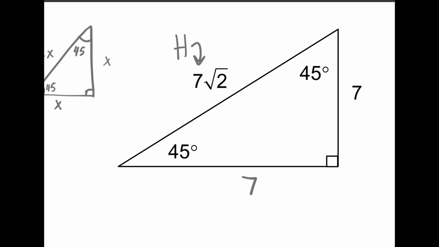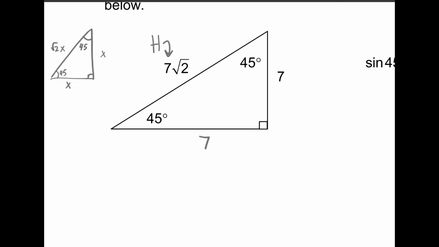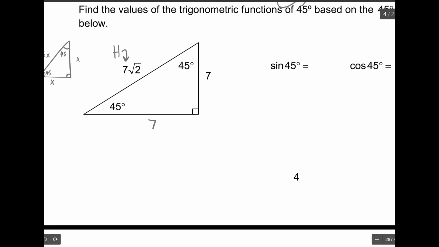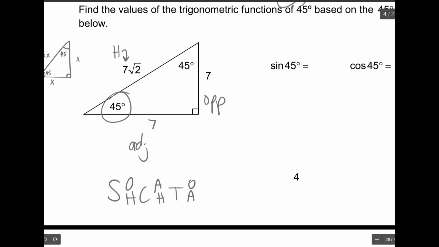Does it matter which 45 I choose? No, it's going to be the same. It'll give me the same, which is why I only give you one line. So let's pick this one. Here's my adjacent side. Here's my opposite side. Sine of 45. So I need opposite over hypotenuse. Opposite, 7, over hypotenuse, 7 root 2.